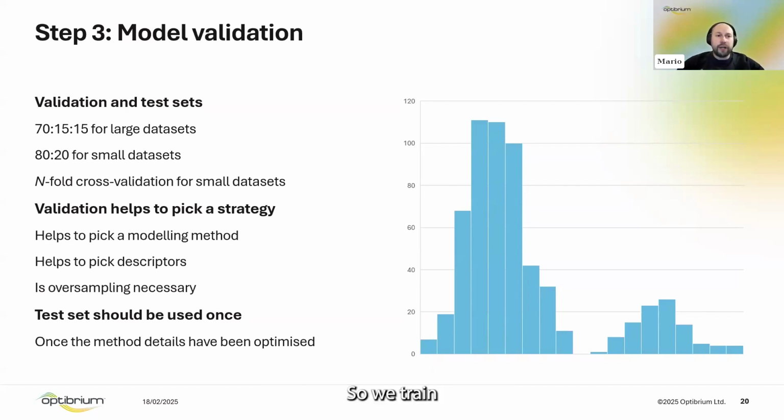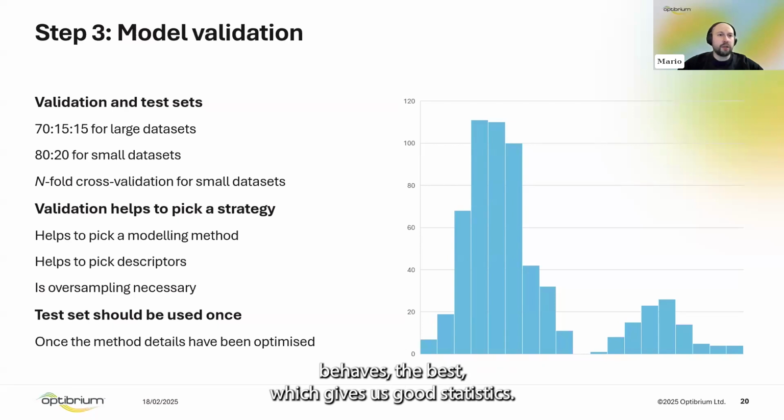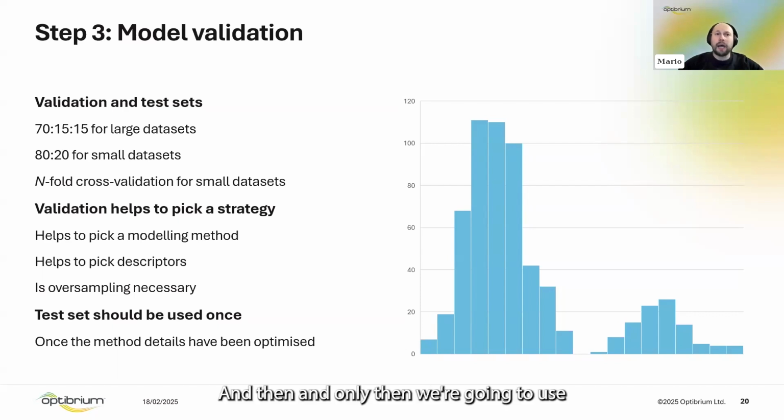So we use 70% of the data for training. What we do is we use different methods and different sets of descriptors, and we validate that on the second 15% of the data. From there, we choose the model which behaves the best, which gives us good statistics, and which seems to be doing a good job. And then, and only then, we use the last 15% to test our model. And this happens only once.